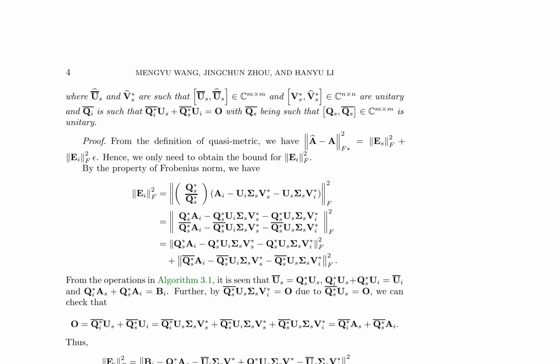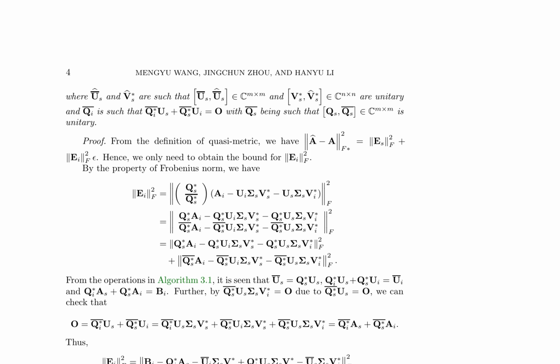The authors present a proof for the bound on the error term, a crucial component in the quasimetric definition. This proof leverages the properties of Frobenius norm and unitary matrices Us and Vs. Specifically, the error term is decomposed into three terms, each bounded using the definitions of chi and Q's.